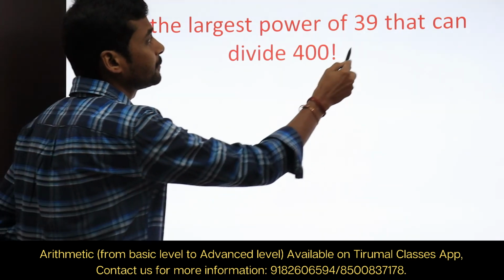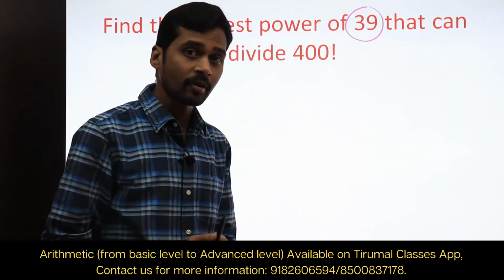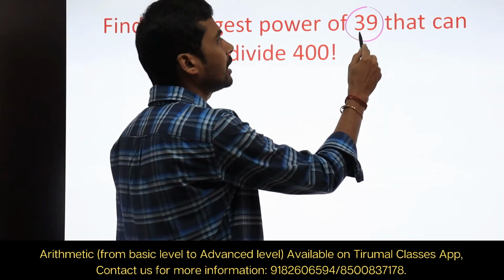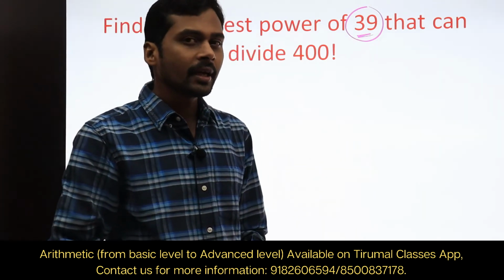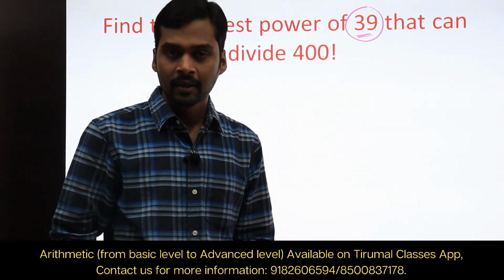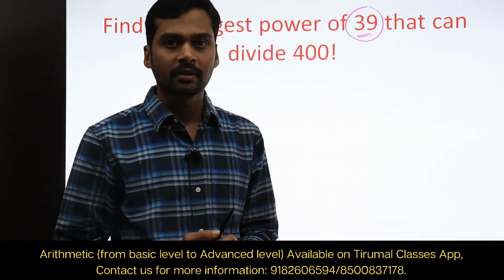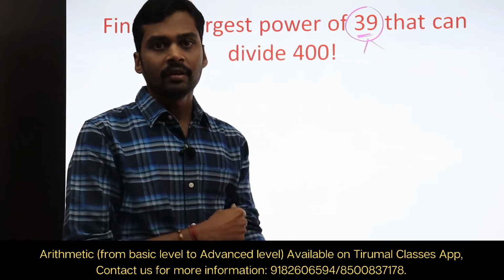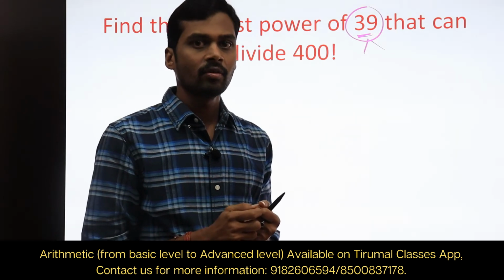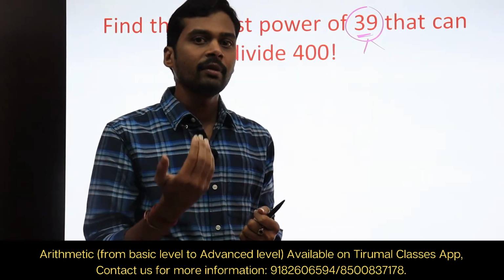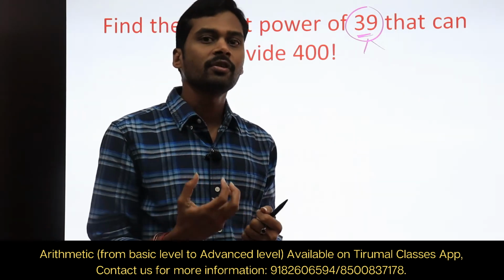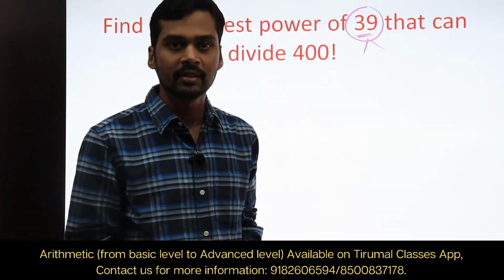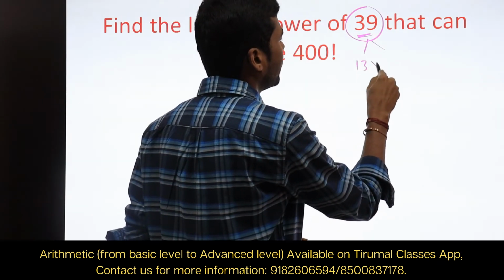Find the largest power of 39 that can divide 400 factorial. So 39 is again not a prime number, right? So how do we write 39 as a product of prime numbers? Yes, tables are very important. So what idea comes to your mind when you see the number 39? 39 is nothing but 13 3s are 39, right? So the number is 13 into 3.